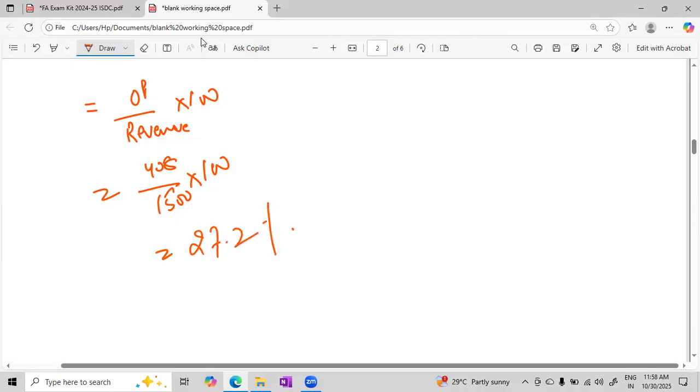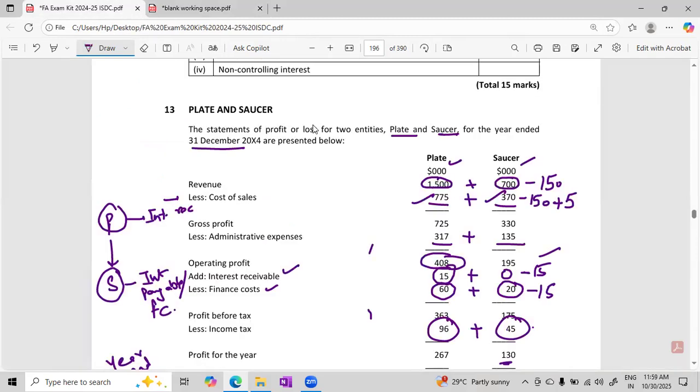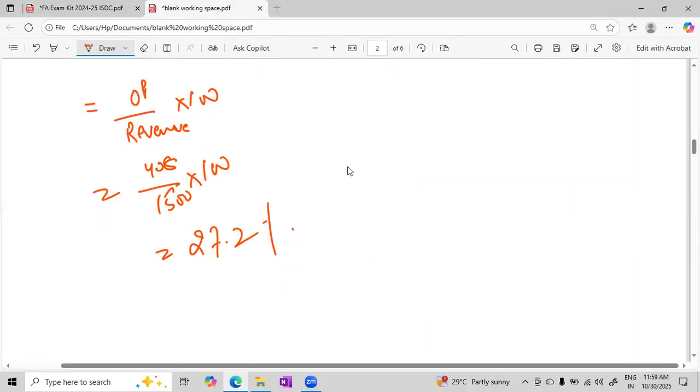Similarly, you can do it for Saucer company as well. Let's see what the answer would be for Saucer company. Take operating profit of 195 and revenue of 700. So 195 divided by 700, into 100. It's coming out to be 27.857 and so on. But we have to tell up to the first decimal place only.